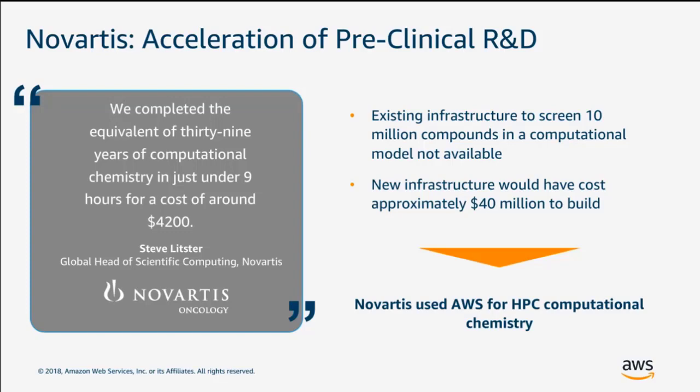They were able to evaluate about 10 million compounds against a new model that they had developed. They planned out the actual on-prem compute need for that program, and it came to about $40 million for them to build on-prem, but they were able to do the same thing for just about $4,200. Although we said Novartis used AWS for HPC computational chemistry, it was primarily a high throughput screening job.